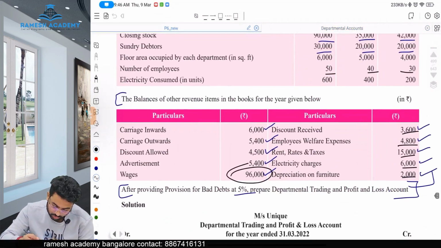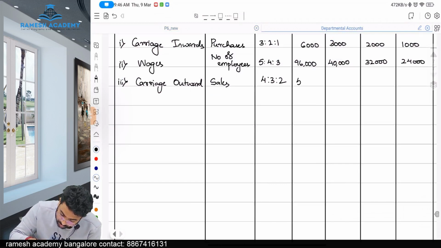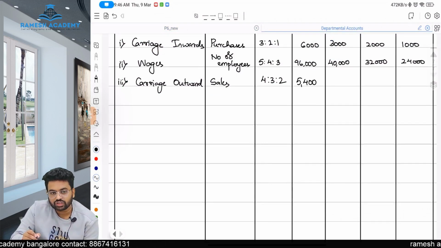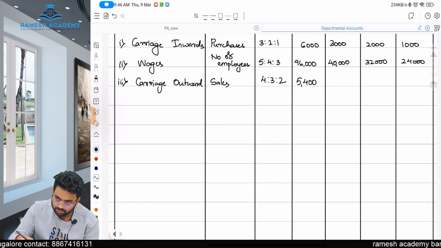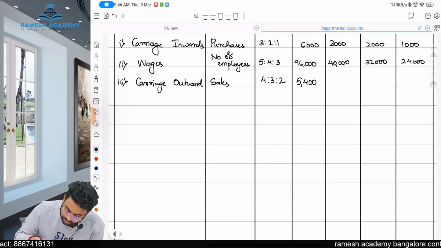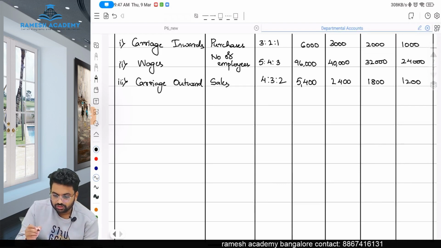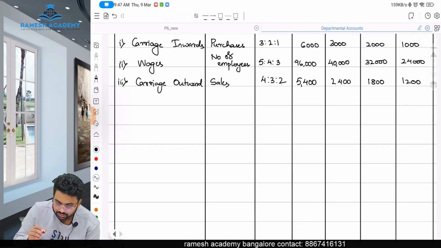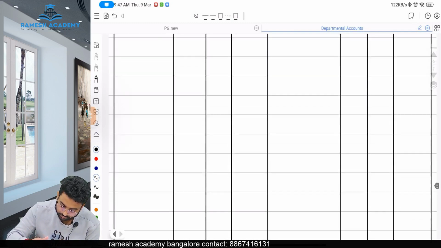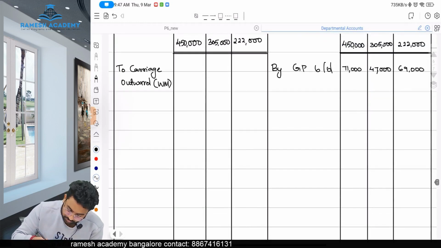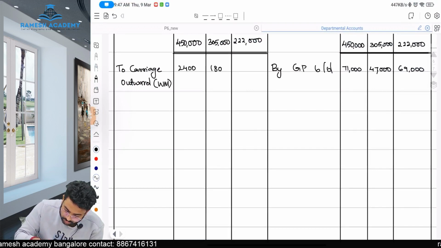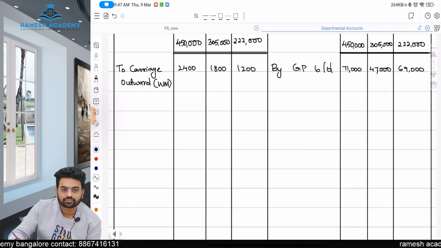How much is the total amount? Total amount is 5,400. 5,400 divided by 9 will give you 600. So 600 into 4 will come to 2,400, 1,800, 1,200. Carriage outward: 2,400, 1,800, 1,200. Okay, done.